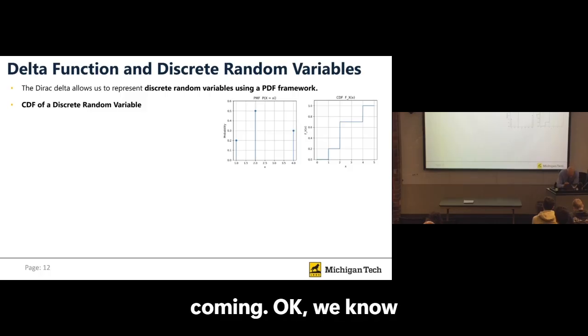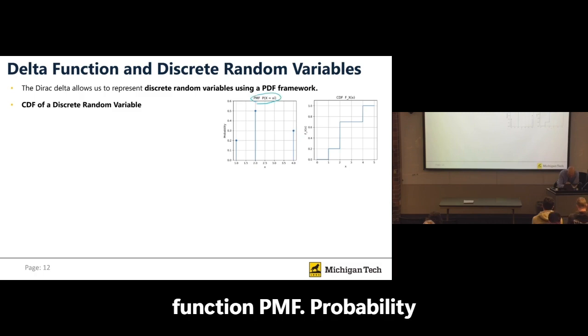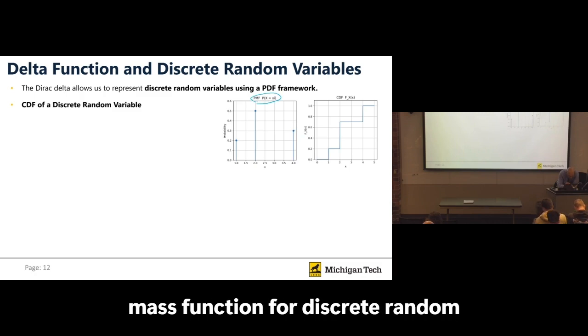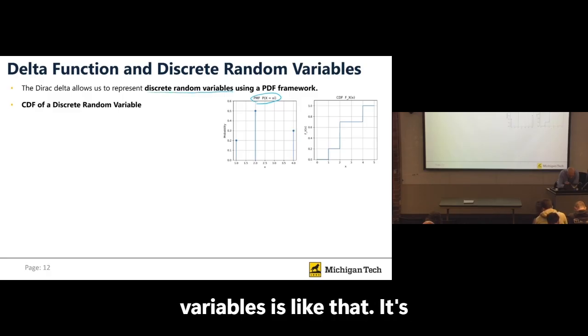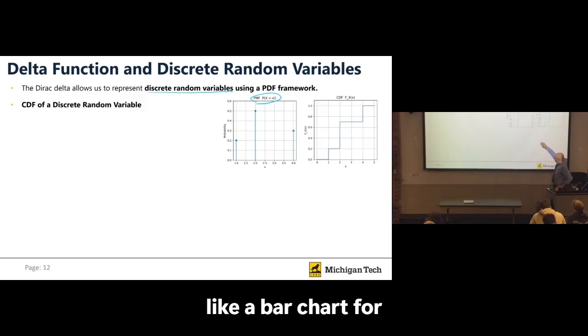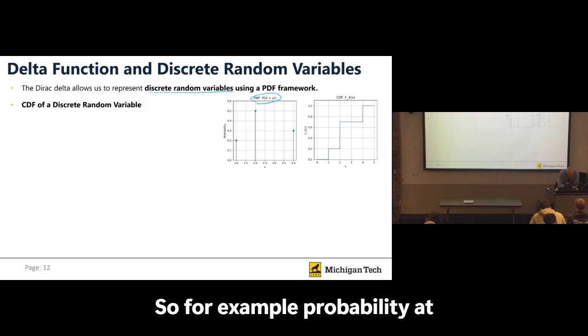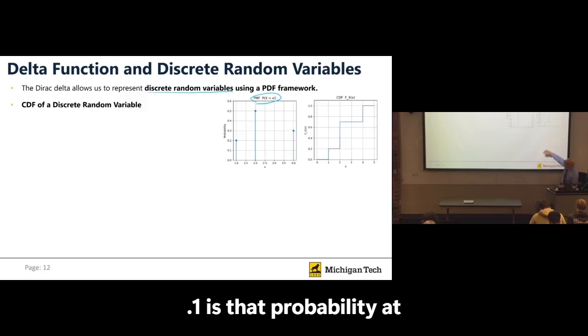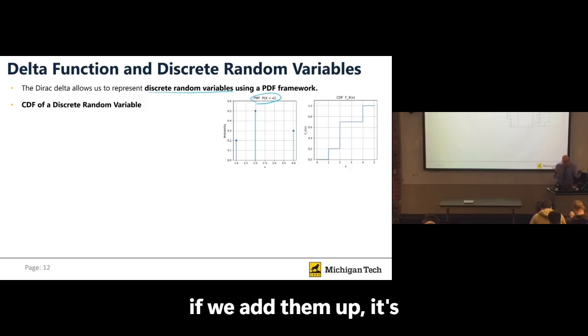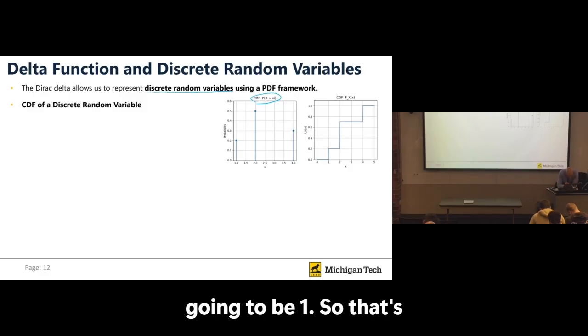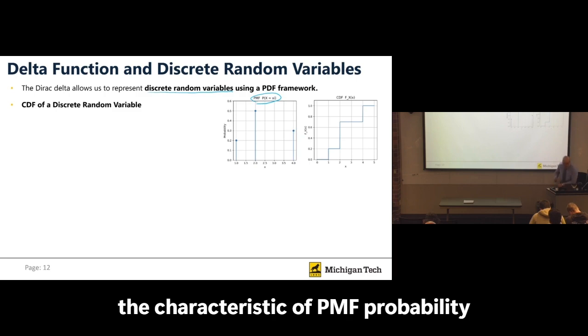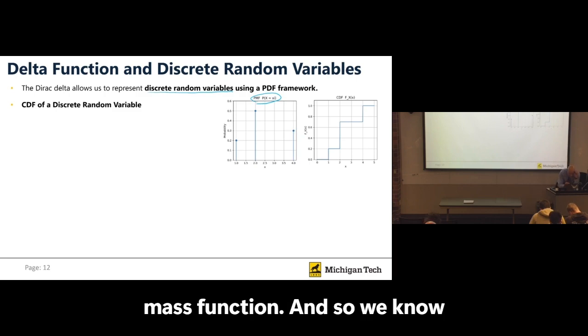The first thing: we know the PMF, the probability mass function, for discrete random variables is like that. It's like a bar chart, for example. Because it's discrete, for example, the probability at point 1 is that, the probability at 2 is like 0.5, and the probability at 4 is that. If we add them up, it's going to be 1. So that's the characteristic of the PMF, the probability mass function.